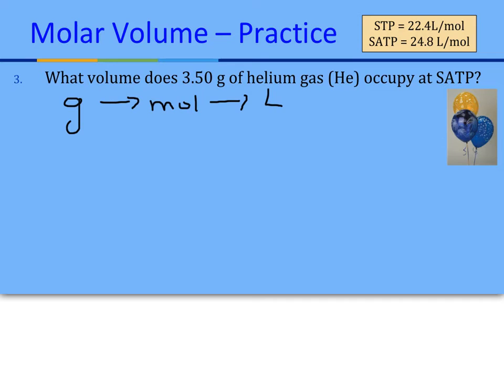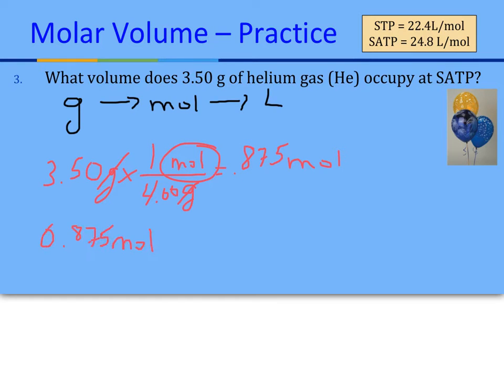So I'm going to start with my 3.50 grams of helium. And I know that what I'm looking for in my first answer here is moles, which means my moles needs to be on the top and my grams needs to be on the bottom in order to get moles as my answer. I know that I'm going to have 4 grams for every 1 mole, which means my grams will cancel out, and then my only unit left is moles. My answer there is 0.875 moles. And again, you don't have to find your answer there. You can keep on going to find your final answer if you want to.